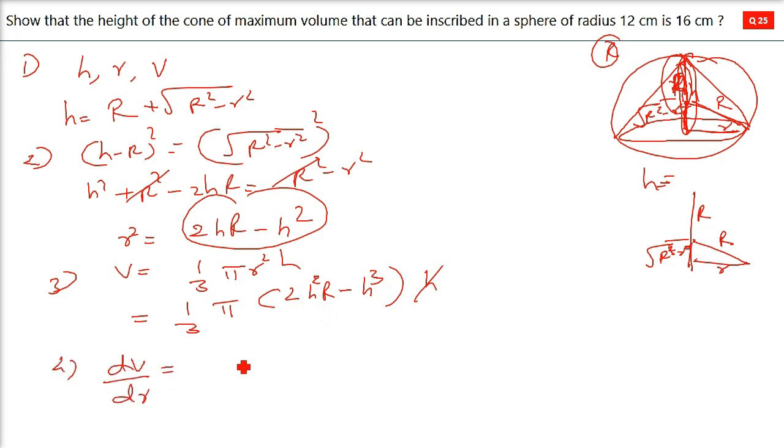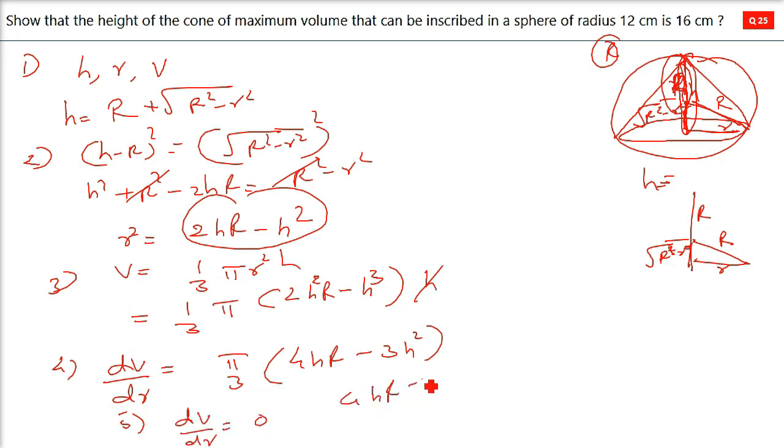Now the fourth thing will be dV by dR. We are differentiating it now, and we have to put it equal to 0 also. So I am differentiating this expression. Once I have differentiated it, pi by 3 into bracket 4hR minus 3h square, dV by dR equals 0. When you put dV by dR equals 0, again h equals 4R by 3, that you already know. We have proved it as 2 by 3 of the diameter in the previous question.